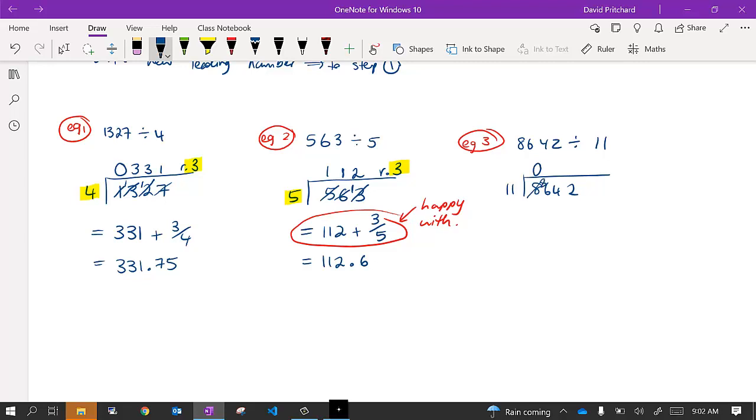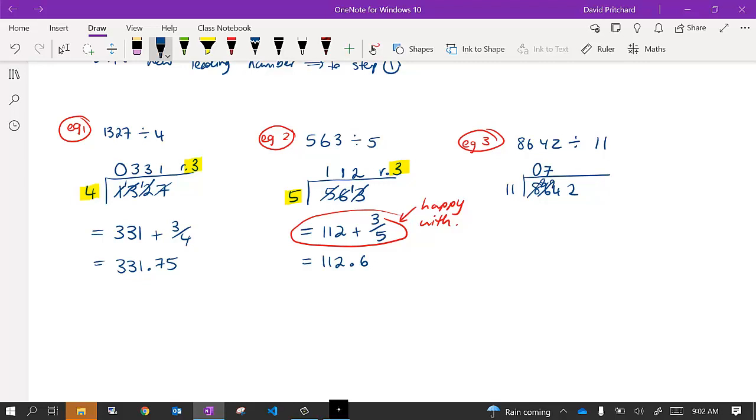And we can carry that 8. So now we've got 86. All right, so how many times does 11 go into 86? So the biggest one it goes into is 77, right? So that means we've got 7 times, and if it goes up to 77, we've got 9 left over. So we've got 94.